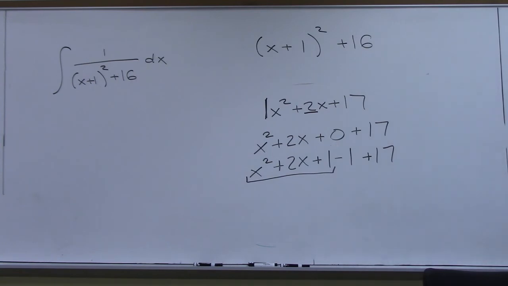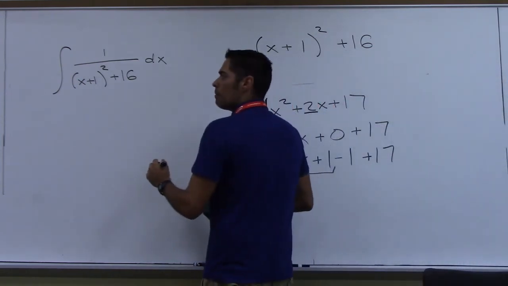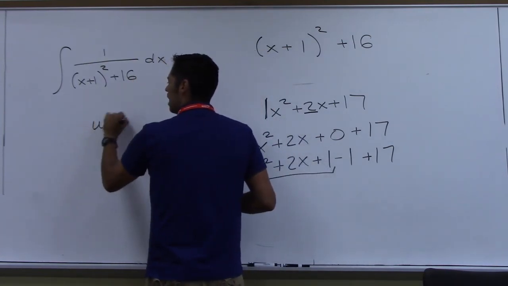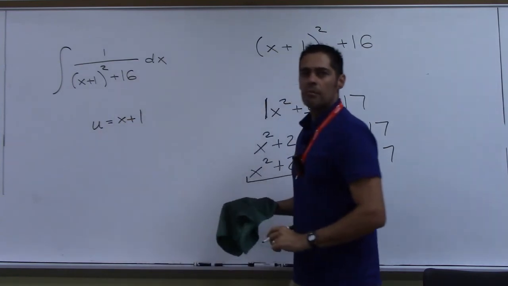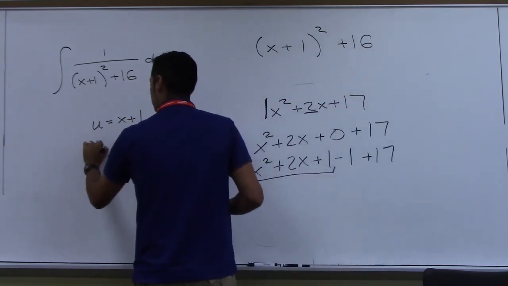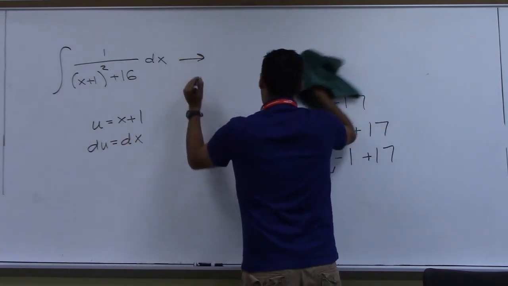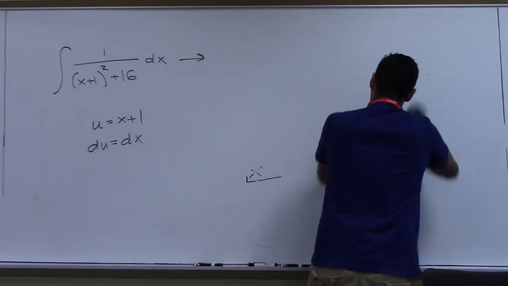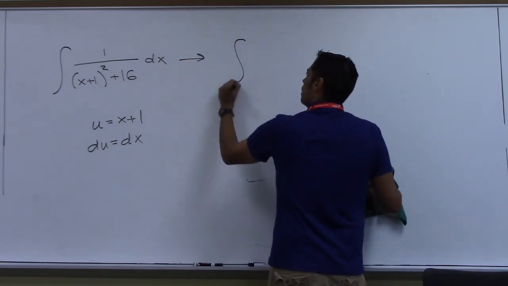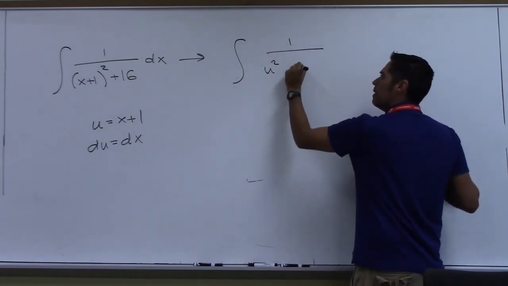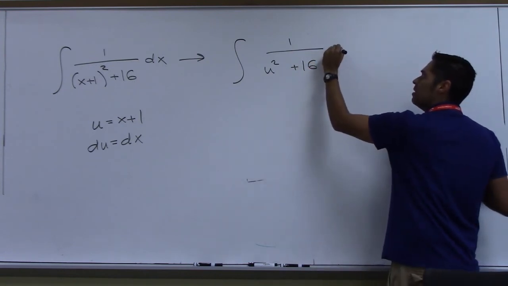What can you do with that? A basic u substitution. What would your basic u substitution be? Can't you also take 16 out? Oh, no, you can't, because it's added. u is x plus 1, everyone. What's du? dx. How's the integral rewritten then? One over u squared plus 16, and dx is du.